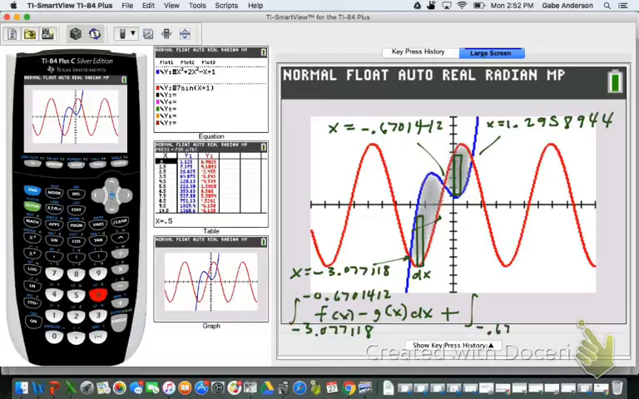Negative 0.67011412, and we'll stop at this other x value where the region ends. So 1.2958944. What's going to be different about the integrand compared to the first integrand? G of x is now the higher function. So g of x minus f of x dx would complete it.